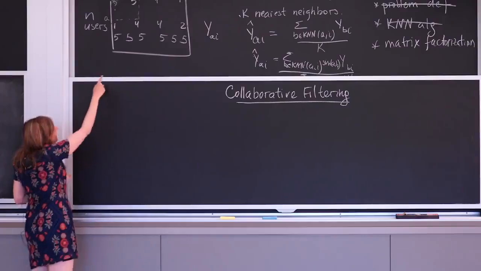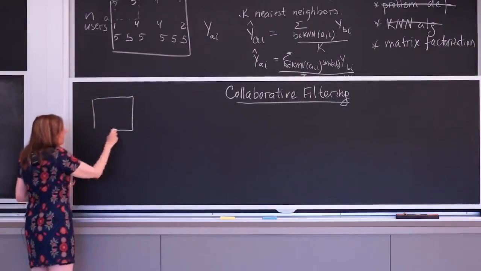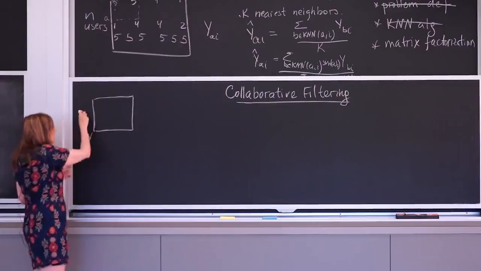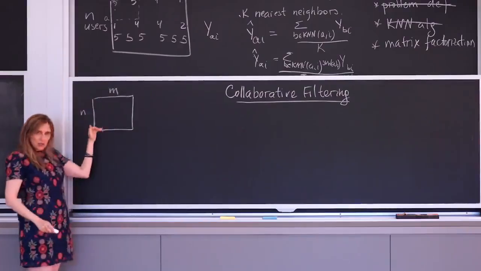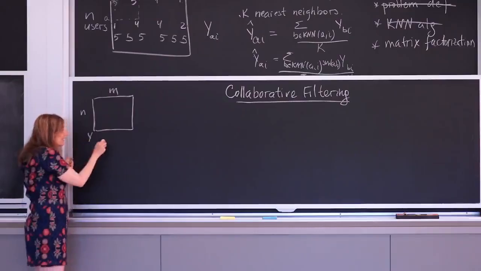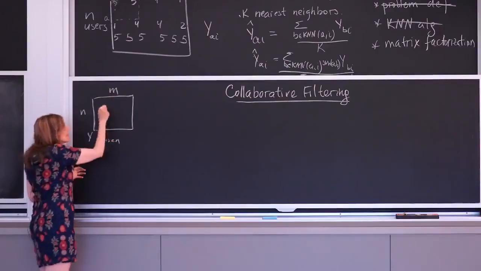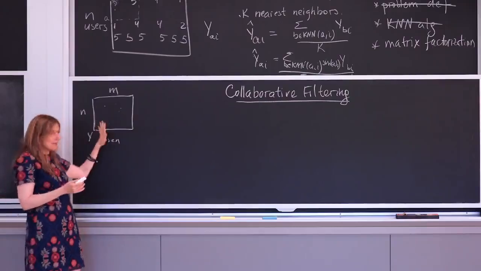As I said earlier, we have, and I will redraw it here so that you can see it better, our matrix Y. And for the matrix Y, I'm going to write N and M. These are our users, these are our movies, and this is matrix Y. I'm going to write here so that you don't forget, this is what is given to me. This is a matrix which has very few entries, a sparse matrix.